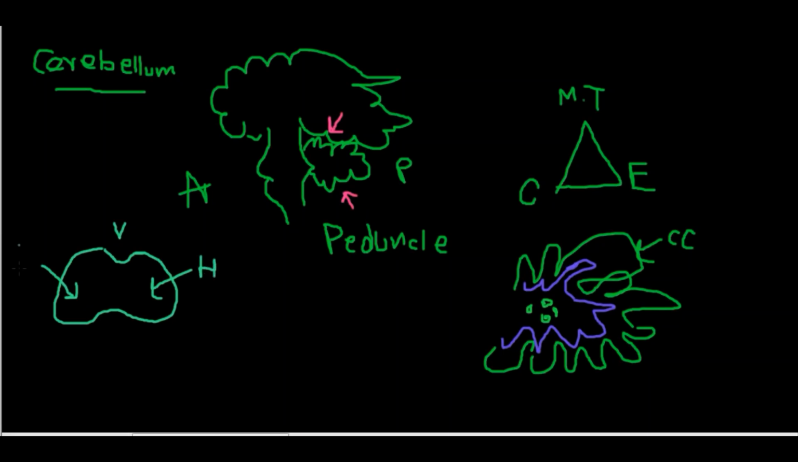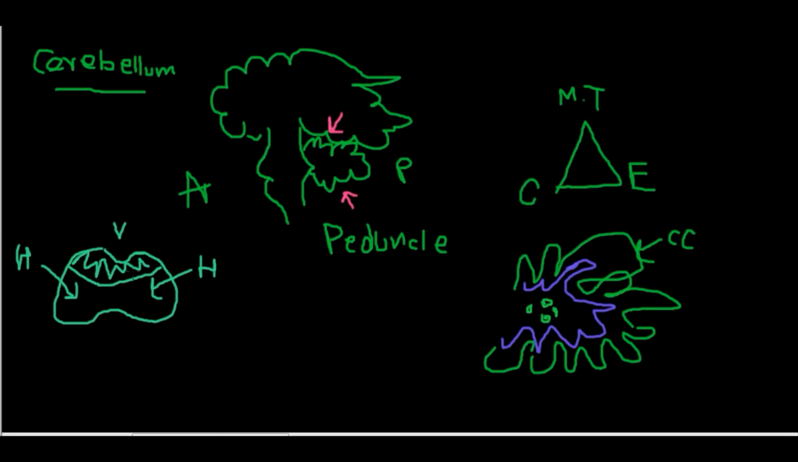As we see from above, the superior view, we can divide the cerebellum into an anterior lobe and a posterior lobe. So the part which is present over here on the superior surface and anteriorly, this part is known as the anterior lobe of the cerebellum. This portion over here, this is the anterior lobe of the cerebellum.